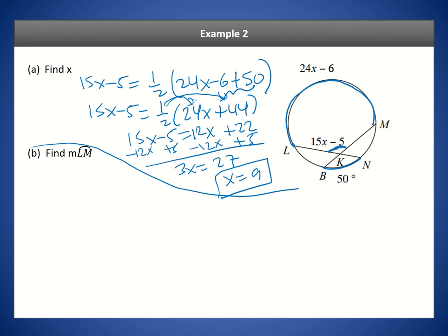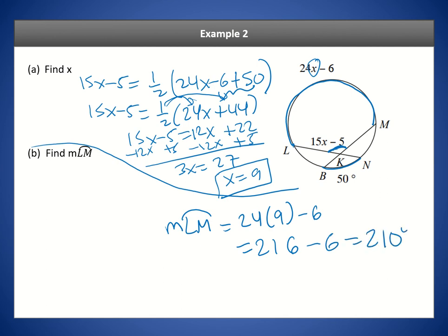So now that we got x, we can plug it in to get arc LM. Arc LM is this blue one here, so let's plug it in there. So we get the measure of arc LM is equal to 24 times 9 minus 6. So 24 times 9, we have 9 times 4 is 36. We'll carry the 3 over. 2 times 9 is 18, plus 3 is 21. So it's going to be about 210 degrees.